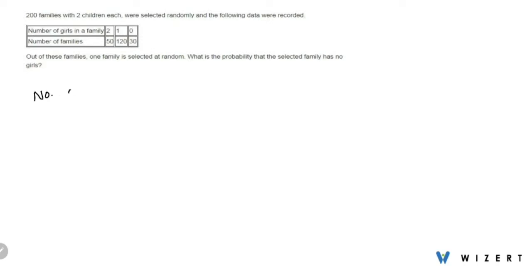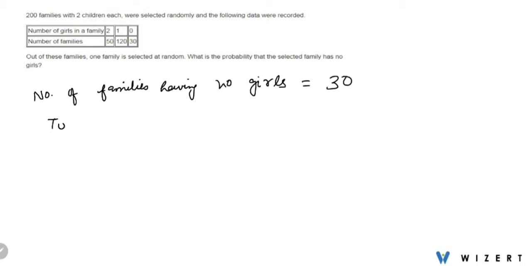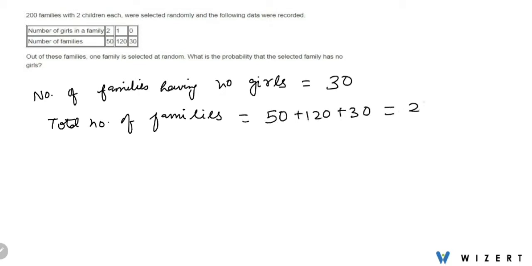So for that, let us see what the data is given. Number of families having no girls. No girls means 0 girls, and we can see that number is 30 from the given table. Now the total number of families it is given is 200, or it can be calculated by adding the number of families 50, 120 and 30, which is nothing but 200. So 200 total families are there.